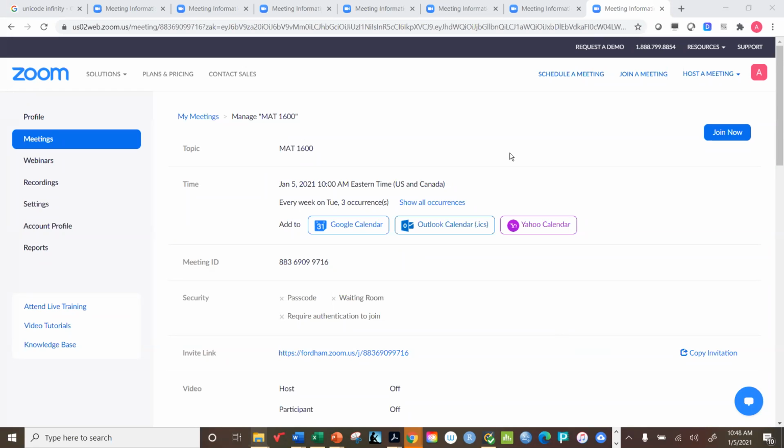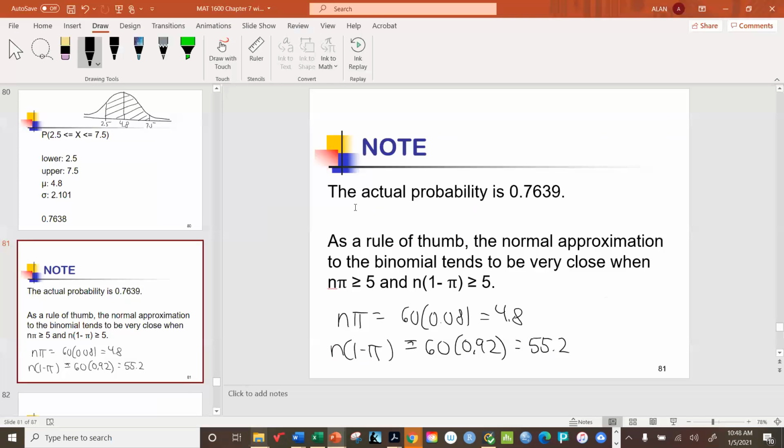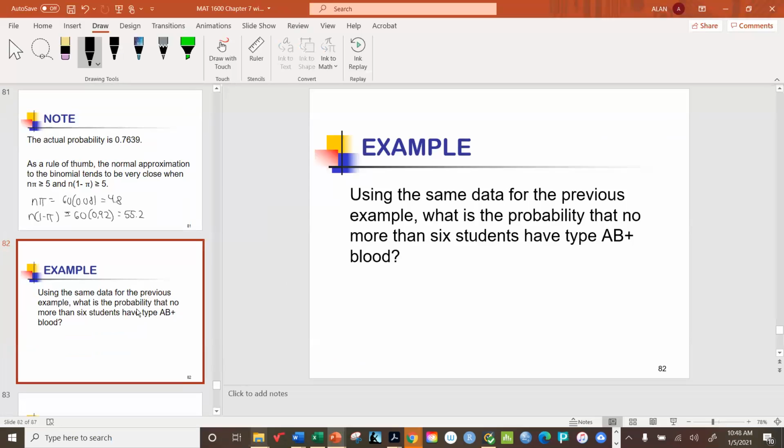All right. So now I think there's another example in the slides. Let's take a look at that. Oh, okay. So we're going to use the same setup, but now we want to know the probability that no more than 6 students have type AB positive blood.